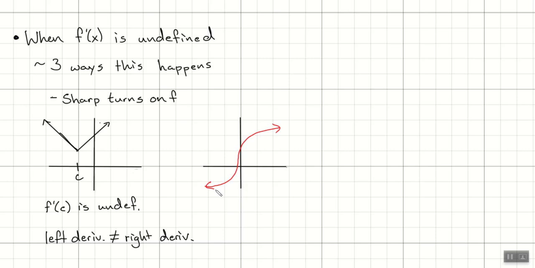In the situation that we have here, we are just going to say sharp turns. This one fails to exist because we have a vertical tangent.